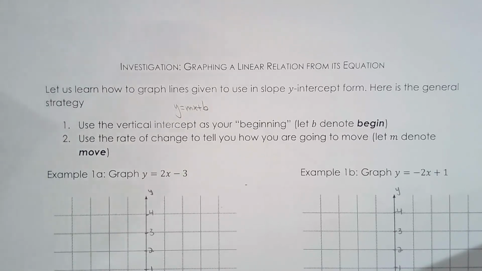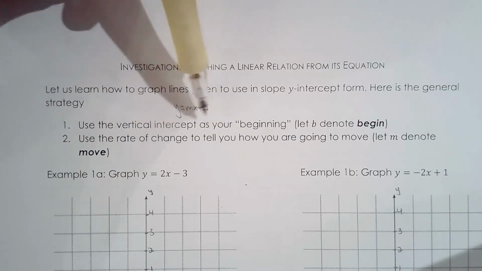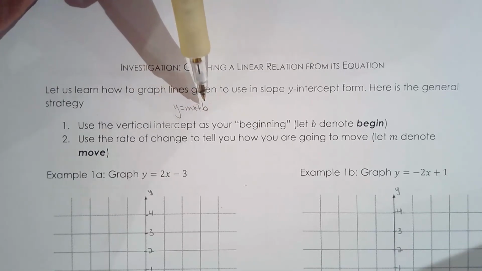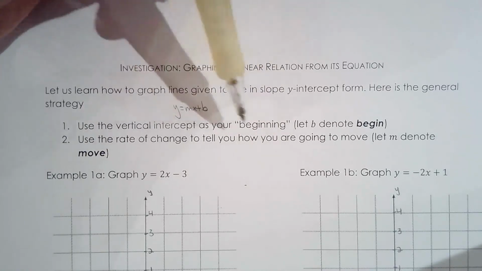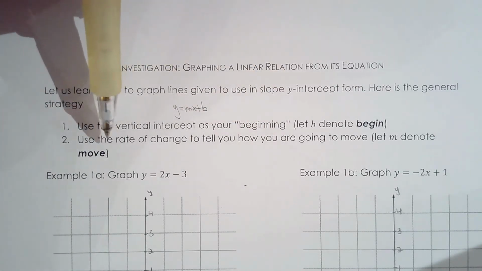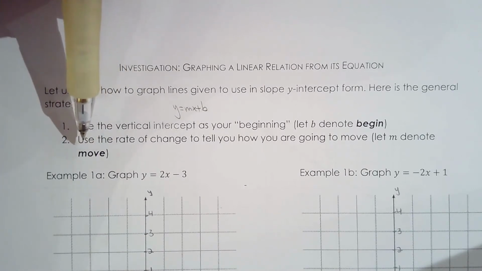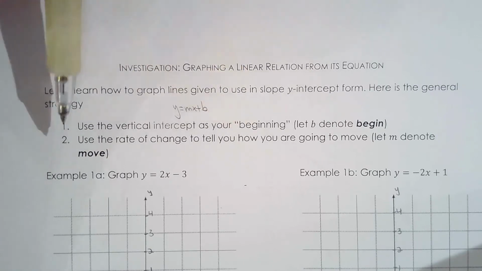3 or 4 points. So our strategy is we're going to use our vertical intercept, and remember the vertical intercept is represented as b. So if you need a hint, let b stand for the word beginning. So b stands for beginning and m tells us how we're going to move in order to plot the others. So B for beginning, m for move.